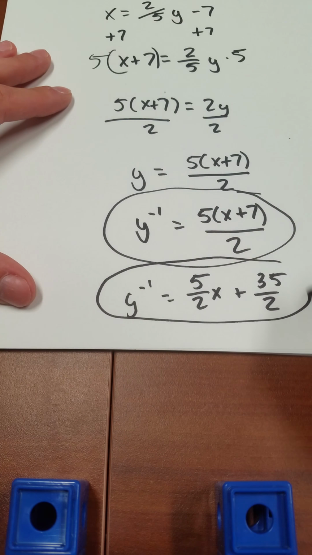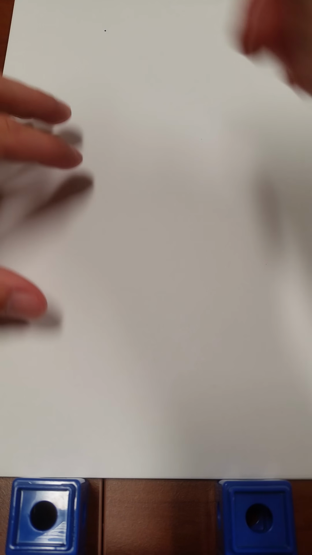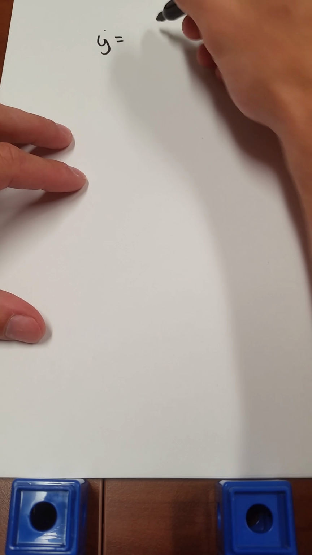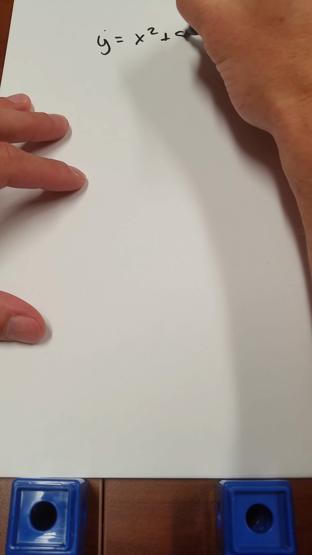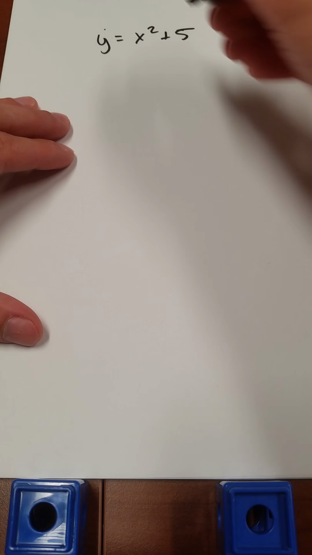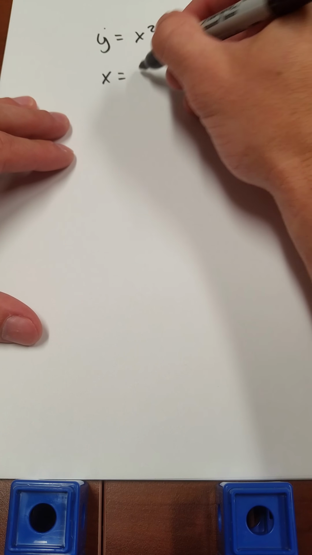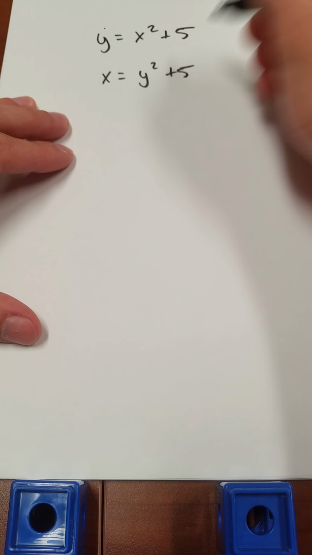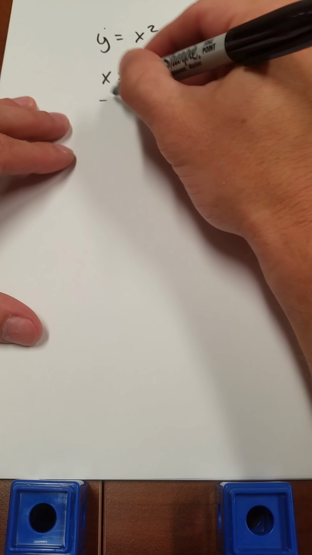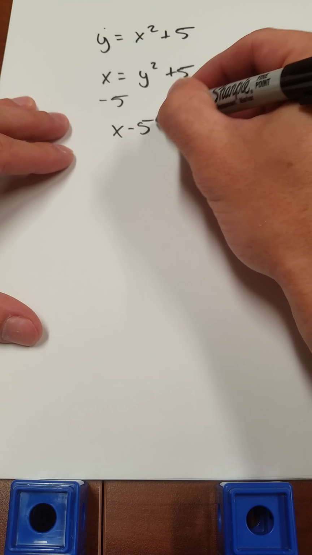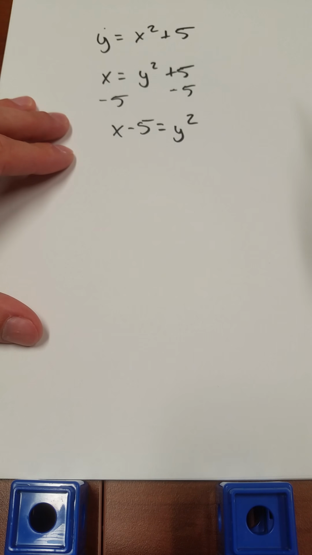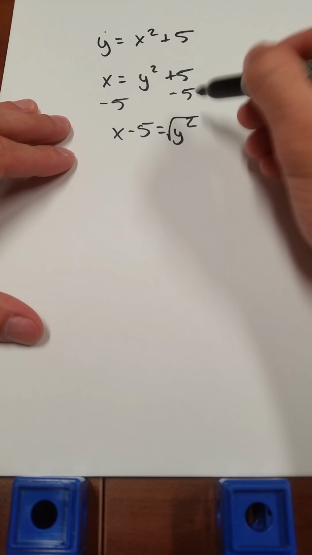Let's look at what happens whenever we have maybe an x squared in the problem. So y equals x squared plus 5. Okay, swap x and y. Subtract 5. x minus 5 equals y squared. The way we get rid of squared is take the square root.